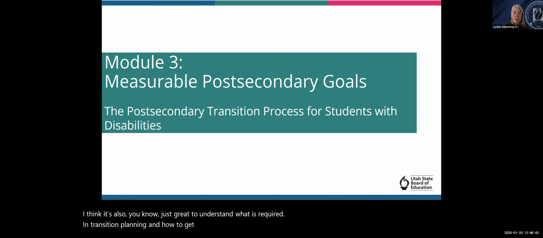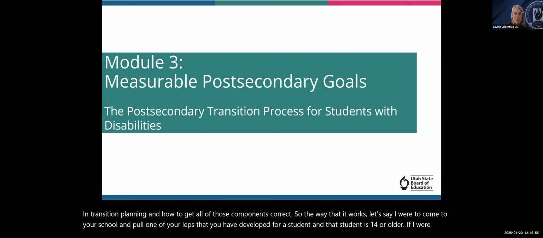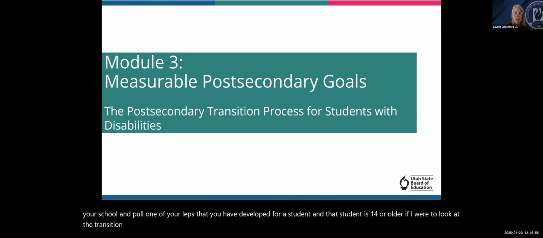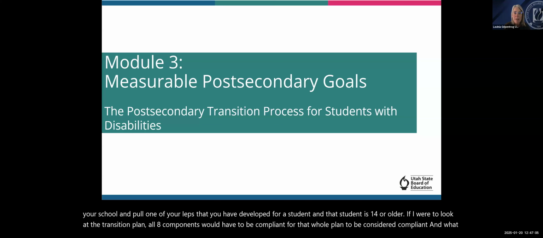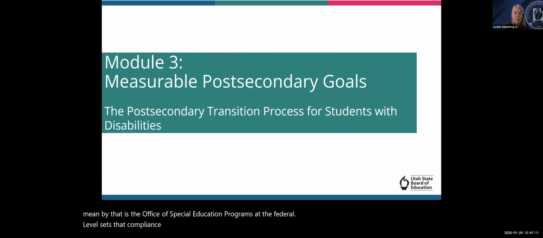So the way that it works, let's say I were to come to your school and pull one of your IEPs that you have developed for a student, and that student is 14 or older. If I were to look at the transition plan, all 8 components would have to be compliant for that whole plan to be considered compliant. And what I mean by that is the Office of Special Education Programs at the federal level sets that compliance for us as a state at 100%.